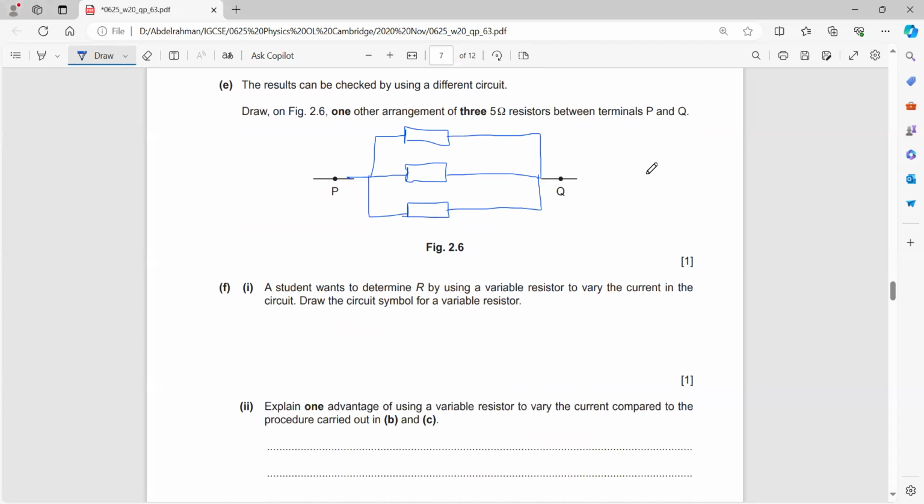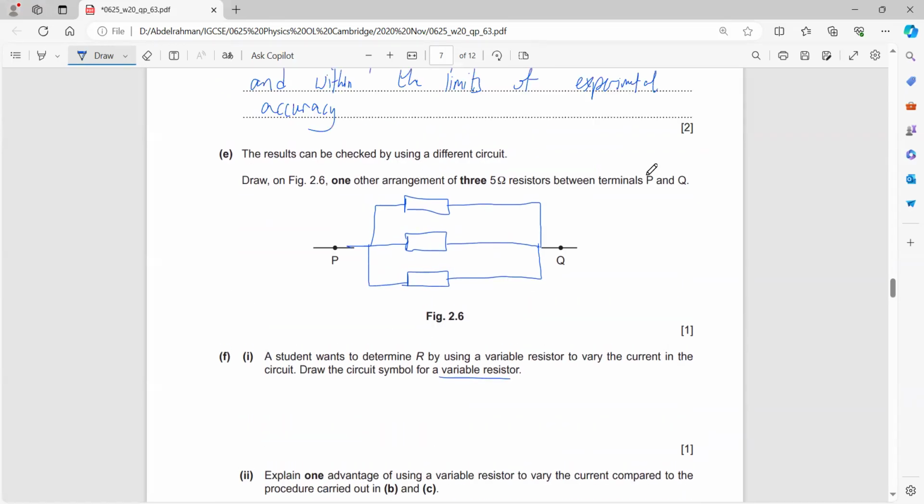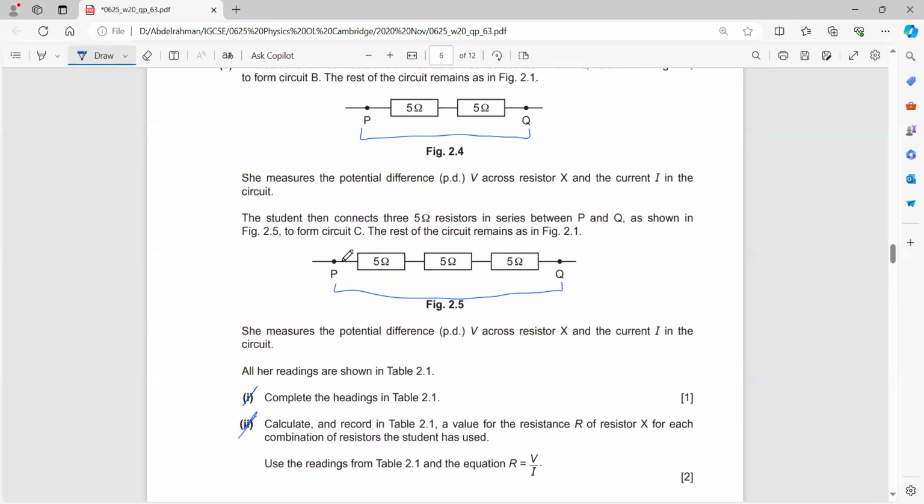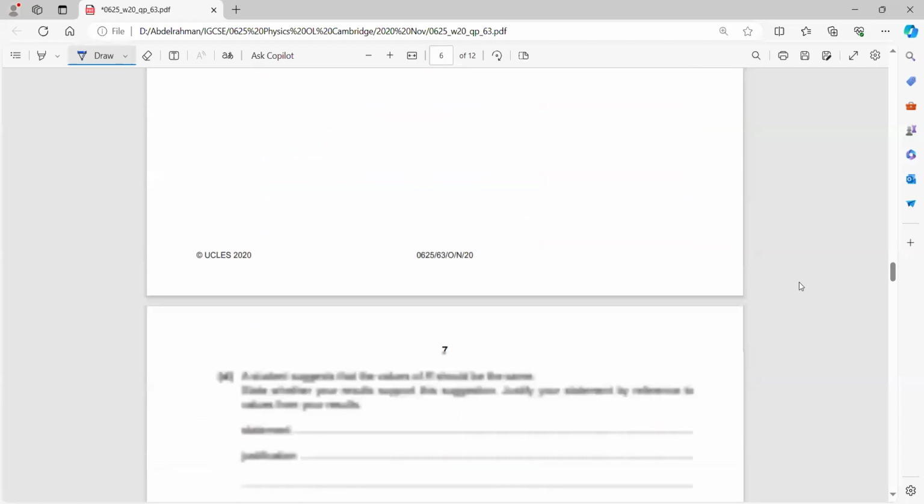The student wants to determine R; draw the circuit symbol for the variable resistor. I didn't understand the earlier part. It says just one other arrangement. What do I mean by one other arrangement? Well, initially the 3 resistors were in series. What is one other arrangement other than series? Parallel, right? We know series or parallel. Do you know any other arrangements? No, it's only series or parallel. This was series, so I can connect them in parallel. That's it.